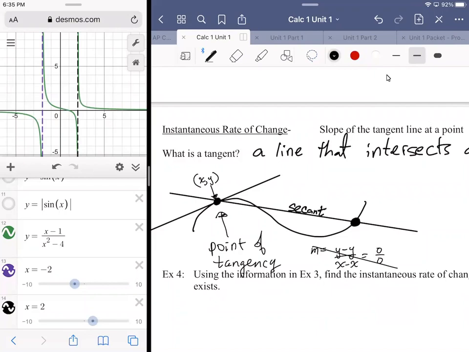Maybe we could move that point closer. Actually, let me draw the line first here. Maybe I'll just go right to here. This would be another secant. Also an estimate, not a good estimate because our tangent line clearly has a positive slope. It's going upwards. These are going downwards. But if I get close enough, so let me put a point over here, I can start zeroing in on what the slope ought to be.